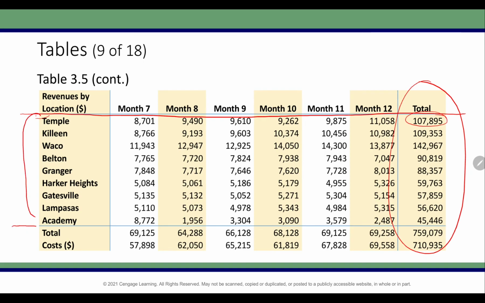To make it clearer, the total revenue and total cost at the bottom is separated from this location information. That's also nice. This vertical line basically separates out these locations from the month information, which is shown on the right. That's also a good addition to make it clearer what's going on here. And this final vertical line separates out this total column from each individual month.